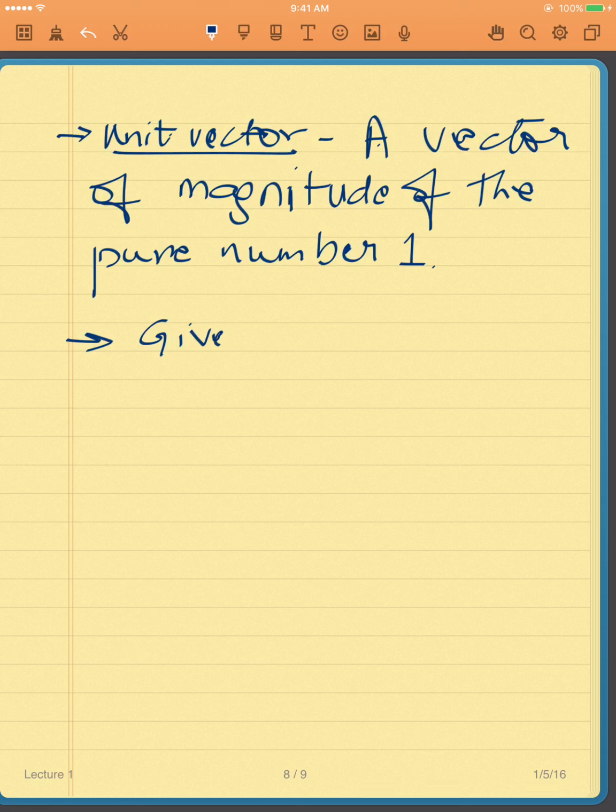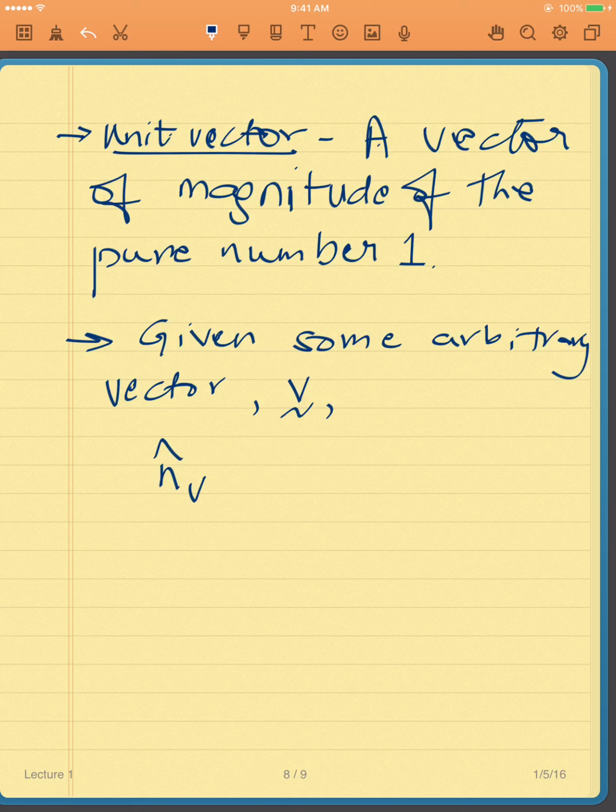So given some arbitrary vector v, and you can see that I've used the tilde underneath the v to identify that as a vector. Its unit vector is given as the following: n_v hat. When you put a hat, a caret, over a letter in the alphabet, that typically refers to a unit vector, defined as the following. This equals sign with a triangle over it is the mathematical notation for by definition.